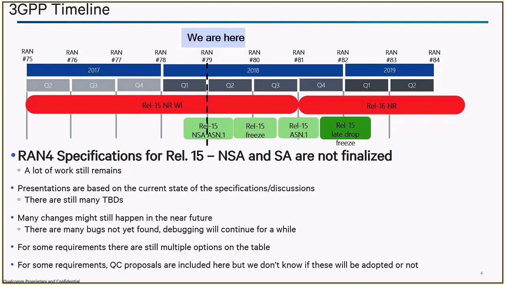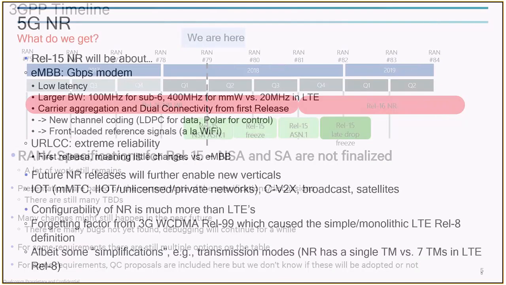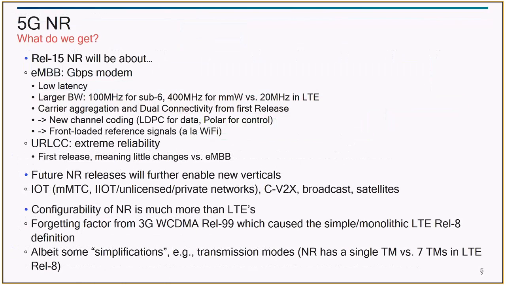Okay. So what does NR promise? NR promises low latency, very large bandwidth of 100 megahertz for sub-6 and 400 megahertz for millimeter wave, against a single carrier of 20 megahertz in LTE. Carrier aggregation and dual connectivity, these two features were introduced in release 10 and release 12 of the LTE specification, but they are there by default since the beginning of 5G NR. There is a new channel coding, LDPC for data and Polar for control. And then there are front-loaded reference signals, which are very much similar to Wi-Fi, in a particular subframe.